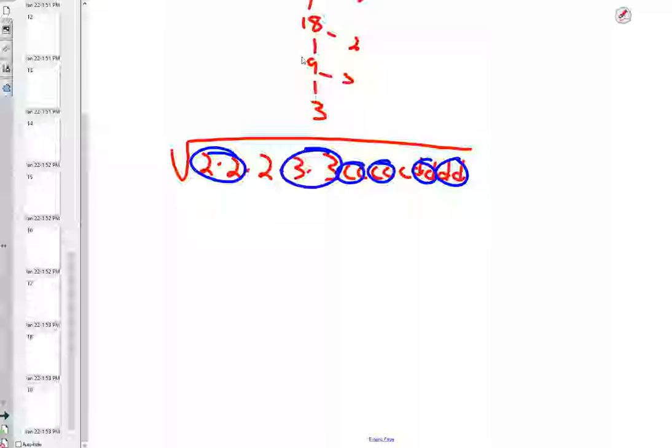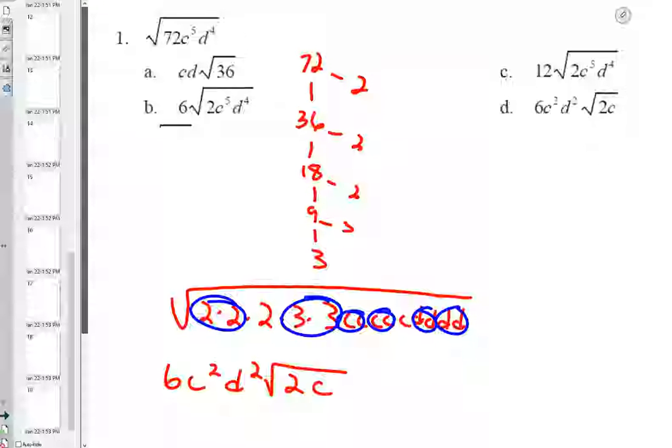What's going to come out? What's 2 times 3? 6. How many C's are there? So C squared. How many D's are there? D squared. Square root of 4, and the 2 got stuck behind, along with a C. So that was answer choice D.